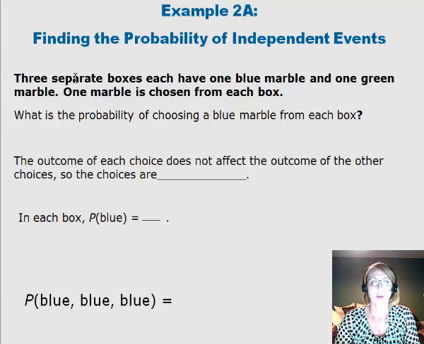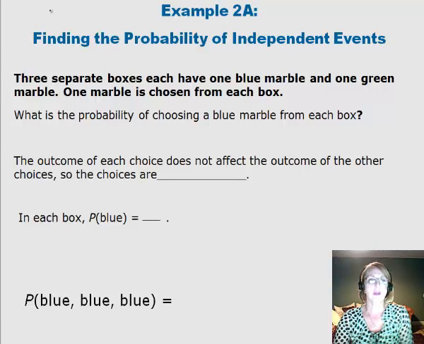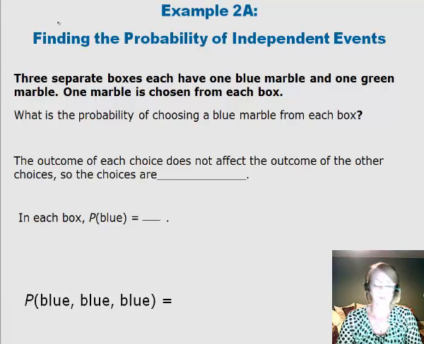Here's an example. Let's pretend we have three separate boxes. Each box has a blue marble and a green marble. So box A has a blue and a green marble, box B has a blue and a green marble, and box C has a blue and a green marble. The first question to ask yourself is, what's the probability of choosing a blue marble? Well, to determine how to do this, we need to first decide if this is independent or dependent. So if I pick a blue marble out of the first box, is that going to affect what happens in the second box? No, it does not. So the choices are independent.